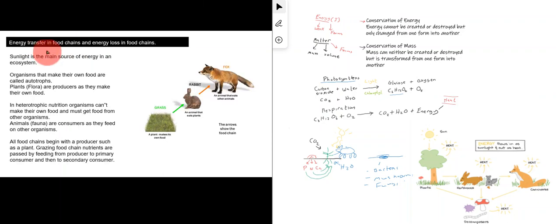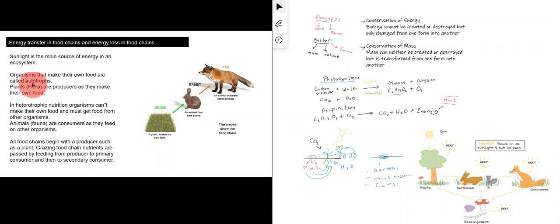So, energy transfer in food chains and energy loss in food chains. This here is an example of a food chain. It shows how energy or matter passes from one group to the next. Sunlight is the main source of energy in an ecosystem. Remember, all of the energy ultimately comes from the sun. The grass, for example, gets its energy from the sun.